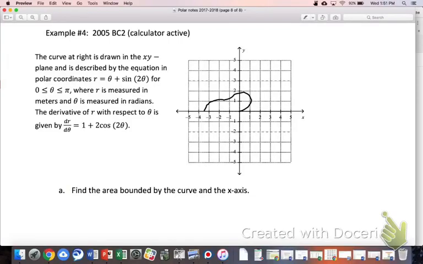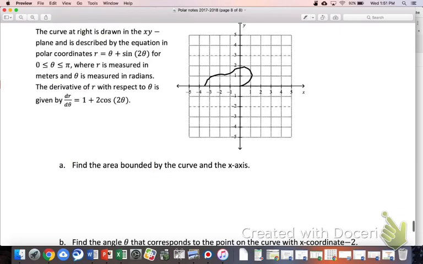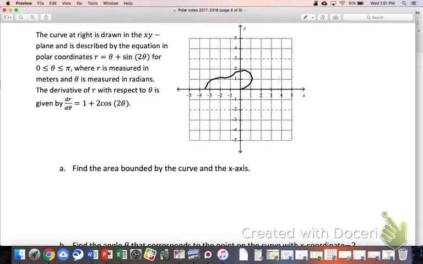So that we know what we're doing here. Take a look here. It says the curve at right is drawn in the XY plane. I think this is a pretty good indicator of what you need to do with graphing. This graph is given to you simply because it makes things a little more reasonable, so you can get to the good stuff quicker. It tells you the equation is r = theta plus sine of 2 theta for the interval 0 to pi.